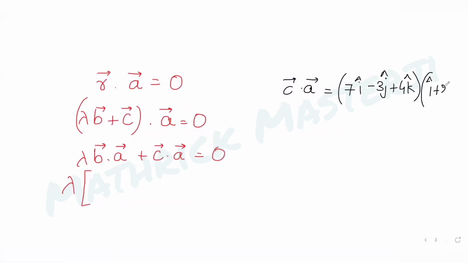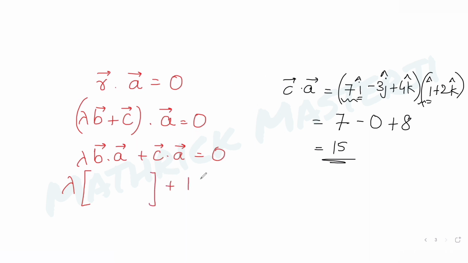So I can see now that for i, I have the coefficients as 7 and 1. So it is 7 into 1, which is 7. For j, it is -3, and here nothing is there, means 0. And for k, it is 4 into 2, which is 8. So the dot product of c and a, I get that as 15 here.